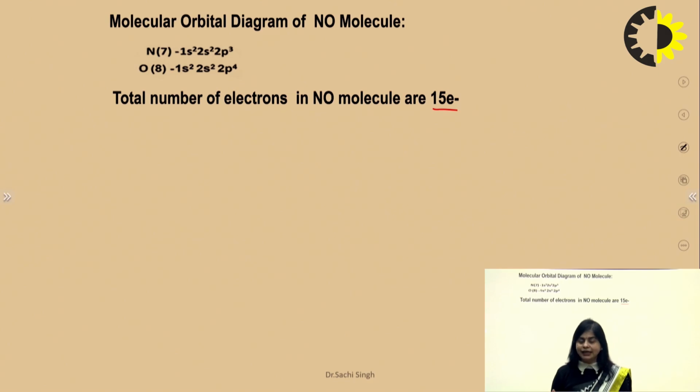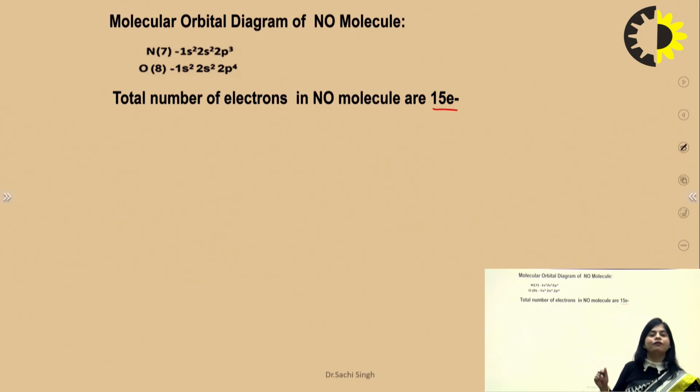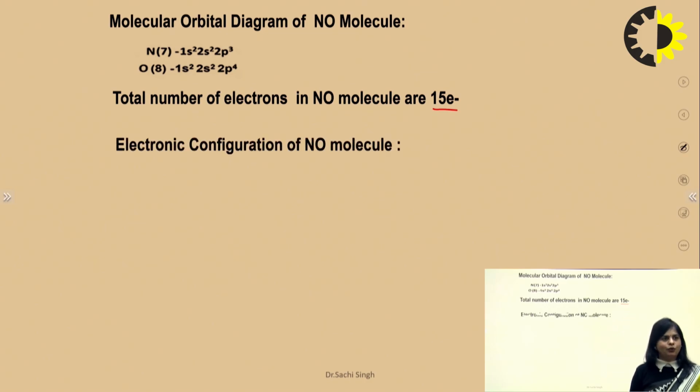There are two cases discussed in the previous video. Case 1 is when the number of electrons is less than or equal to 14, and case 2 is when the number of electrons is greater than 14. Here for the NO molecule, the total number of electrons is 15, so it follows case second. So in that case, the electronic configuration for the NO molecule.